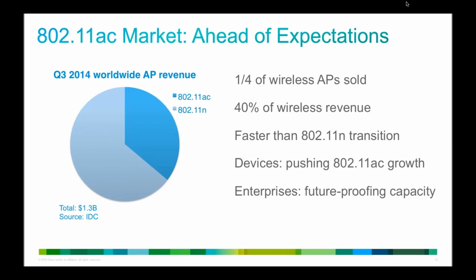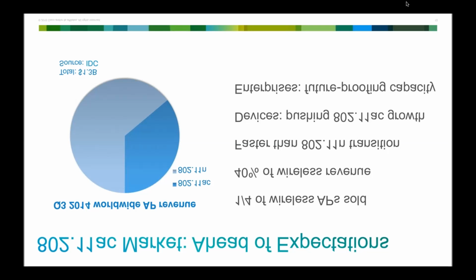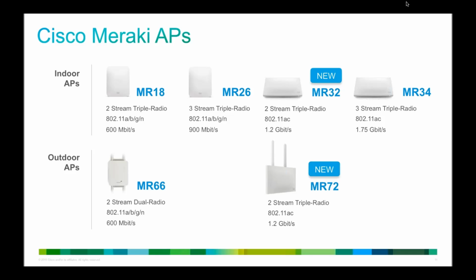Now, to support this growth in 11ac, we have refreshed our portfolio, and fairly recently, back in December, we announced a couple of brand new access points to really enhance our offering out to the marketplace. For the first time, we've introduced an outdoor 802.11ac access point. That's the MR72 you can see in the lower right-hand corner. But we also introduced the MR32. Now, these are both very interesting APs.